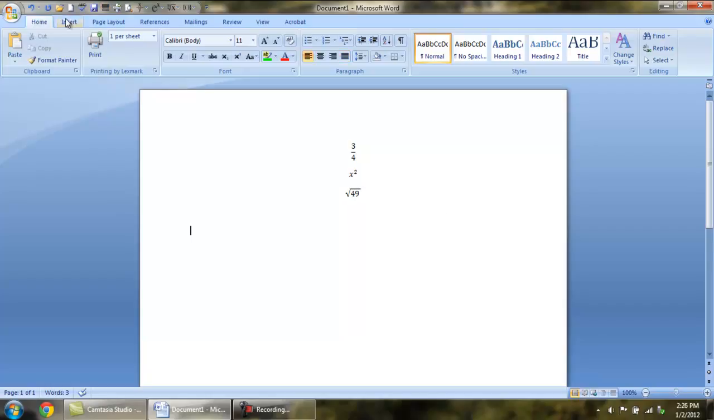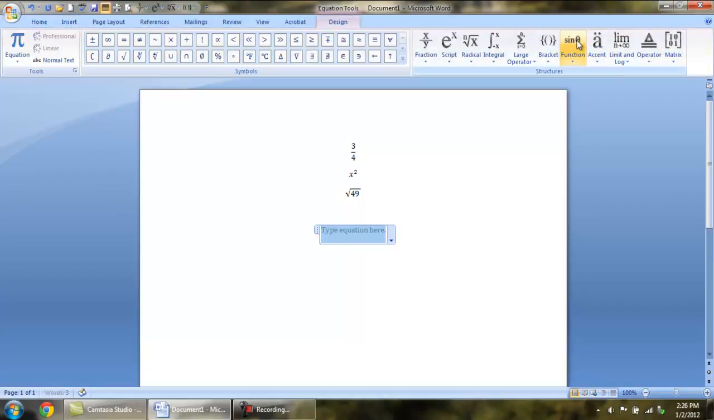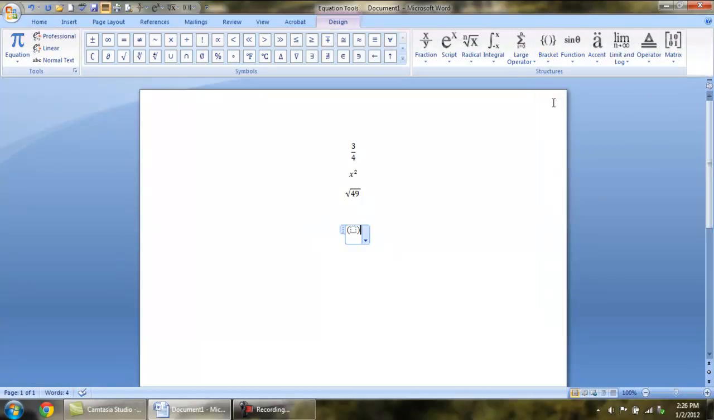Let's say we want to put something in parentheses. We can go over to the equation and choose bracket, and then here's our parenthesis, and again left arrow over until the box is blue, and then now it's ready to input information. I'm going to use my arrow and say 3 parentheses x plus 2.